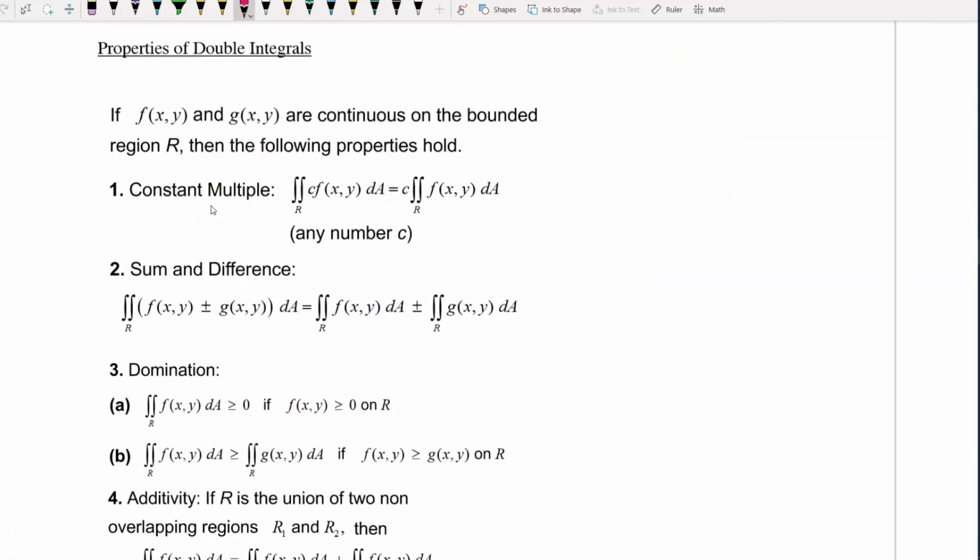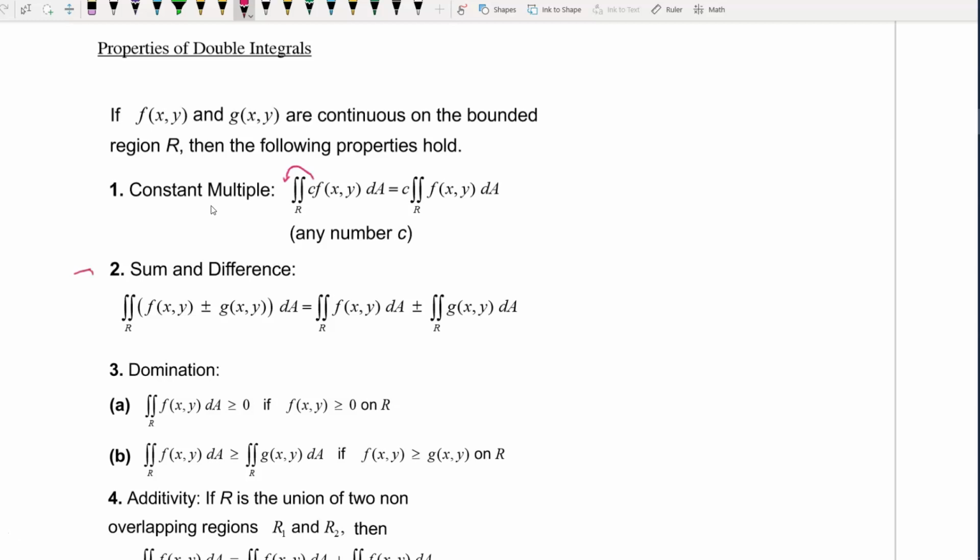Now here on this part we have properties of double integrals. If f of xy and g of xy are continuous on the bounded region R, then the following properties hold. Number one, here we have constant multiple. So we have the double integral, c is a constant, it is any number. So c times f of xy, this is with respect to area A. That is equal to, so move this constant outside of this integral, we have c times the double integral of f of xy with respect to A.